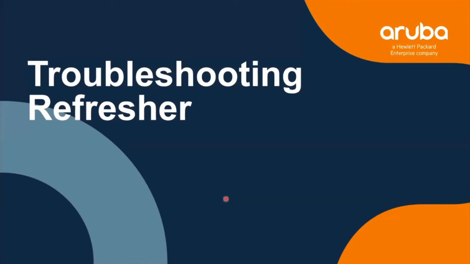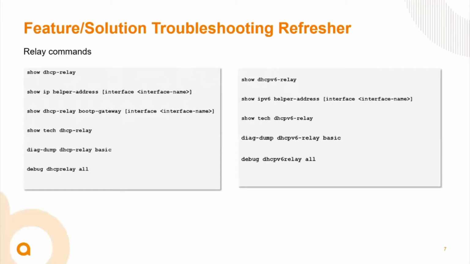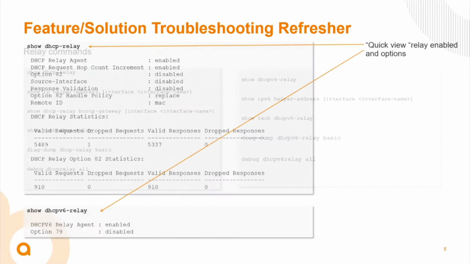So let's go into a bit of troubleshooting, and really new to the 6200 are these commands. There's a few set of relay commands that you'll be familiar with that are already on the CX platform, both for v4 and for v6. So let's dig into some of those.